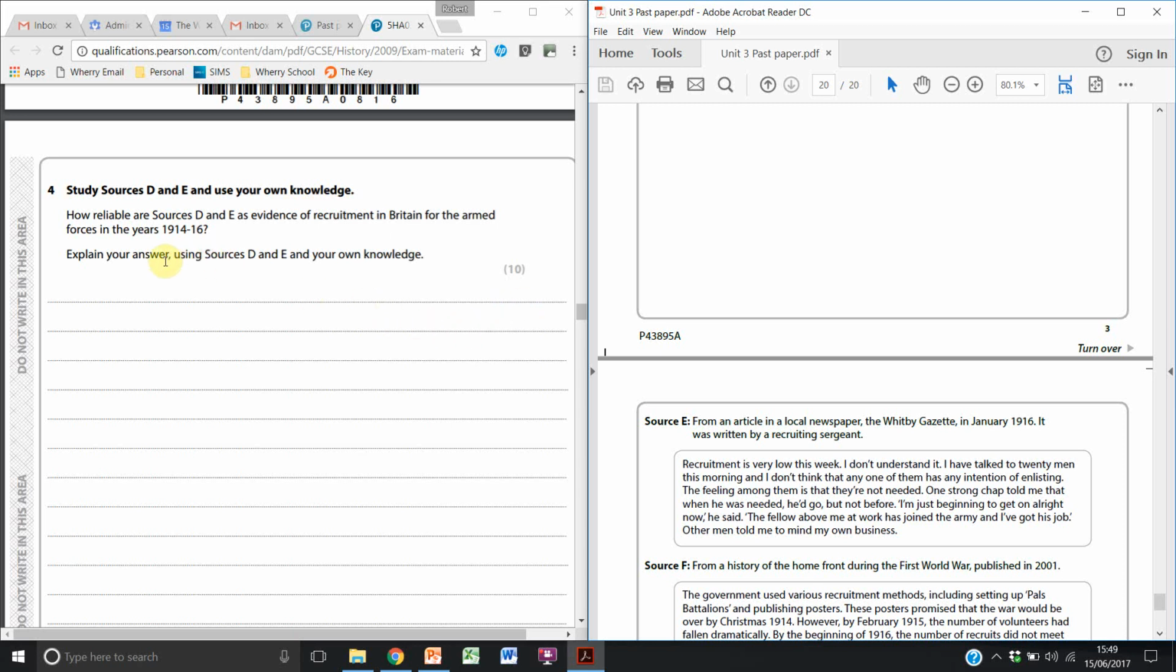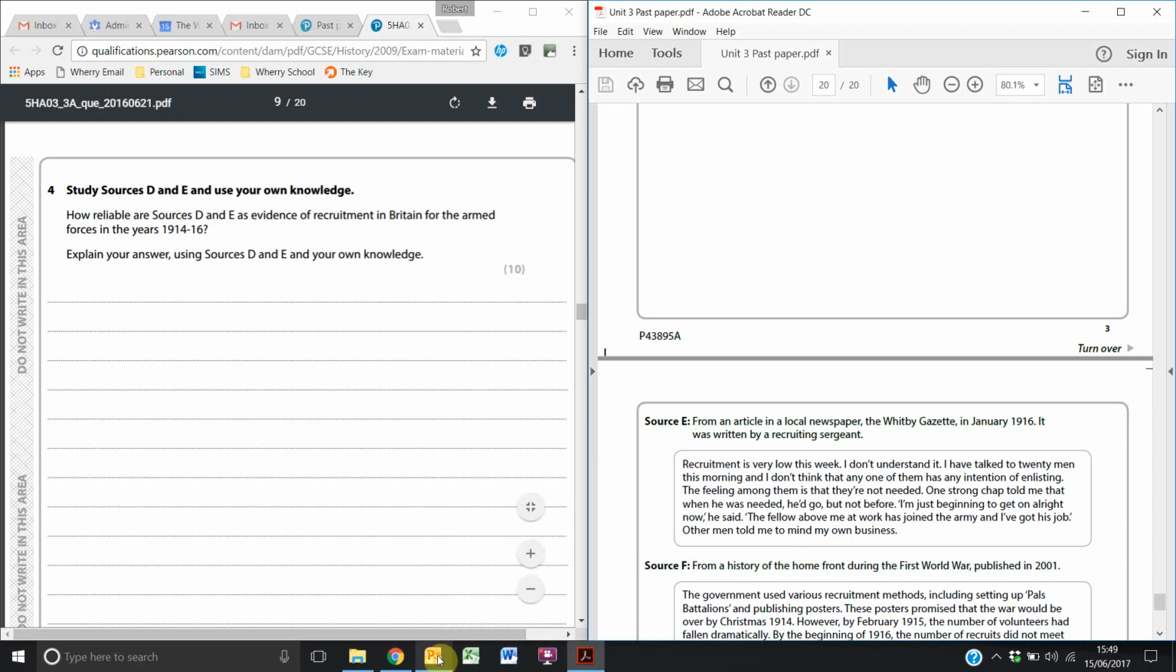Now, in the Cold War paper, you did a question that said, how useful are sources D and E? And what that was asking you is, how much can you learn from these sources? This question is different. It says, how reliable are sources D and E? And what that's asking you is, how far can you trust these sources as evidence of, and in this example it's recruitment, but in your paper it could be something completely different.